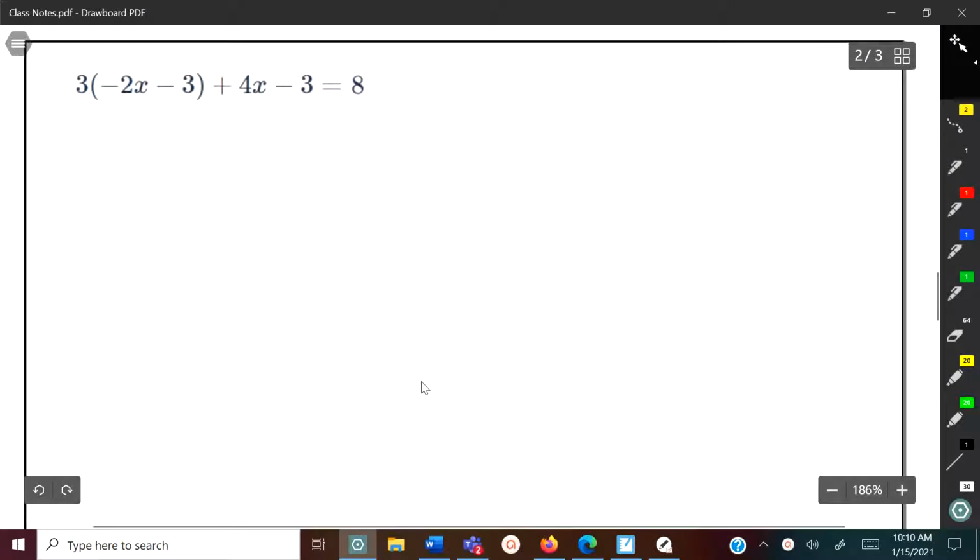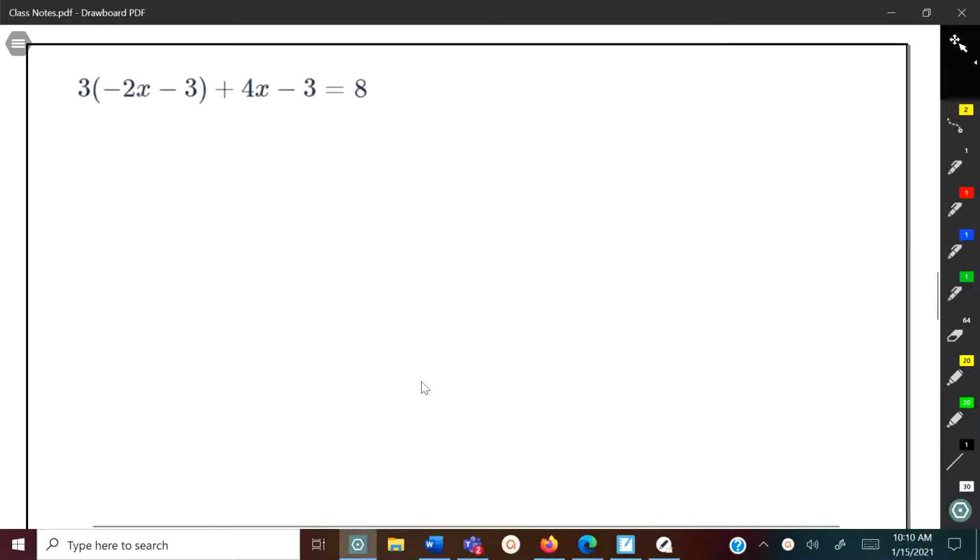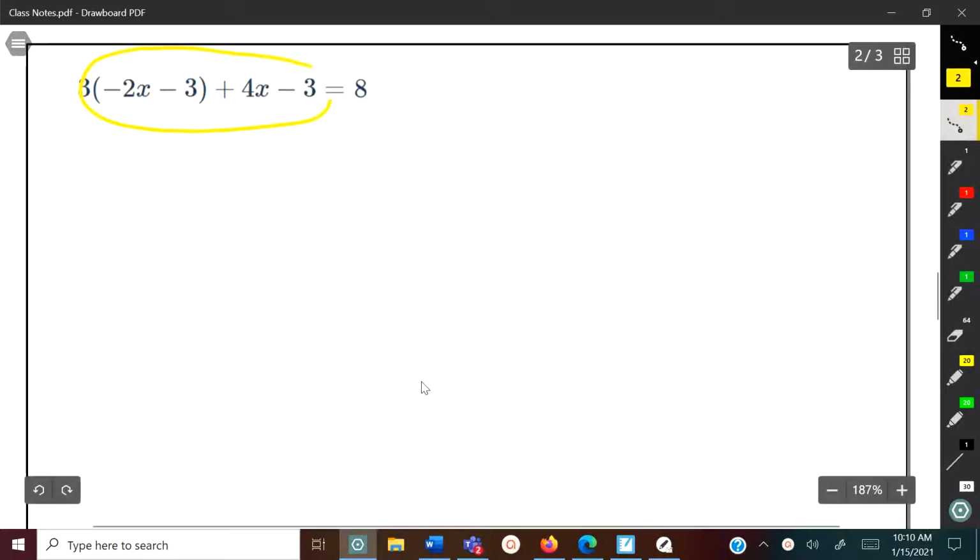Okay, so here we have 3 times negative 2x minus 3 plus 4x minus 3 equals 8. We've got the negative 2x minus 3 in parentheses. What we want to do is simplify this side of the equation first, and we're going to start by doing the distribution.